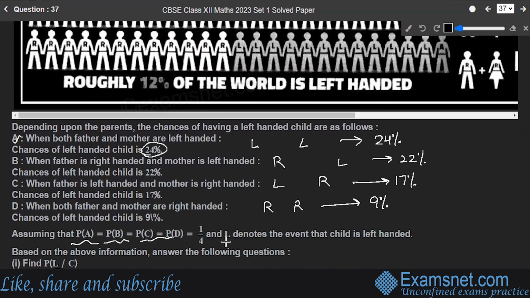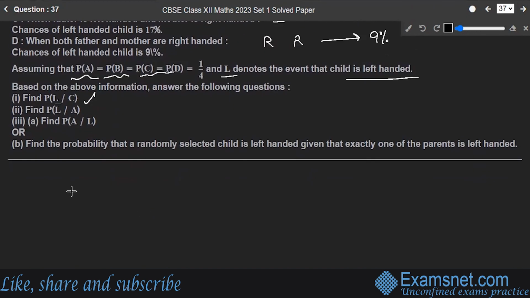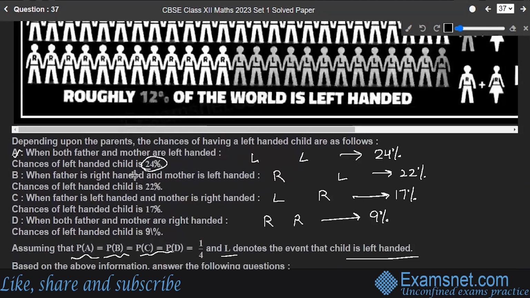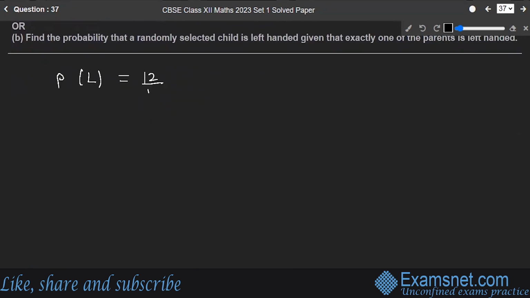Now, assuming P(A) = P(B) = P(C) = P(D), all the probabilities are equal, and this is 1 by 4, and L denotes that the child is left-handed. Based on the above information, you have to answer P(L upon C). Let's go. First of all, what is P(L)? The probability of getting a left-handed child is given in the question as roughly 12%. So this is 12 upon 100, right? And the probability of right-handed, which is not left-handed, will be equal to 88 upon 100, right?